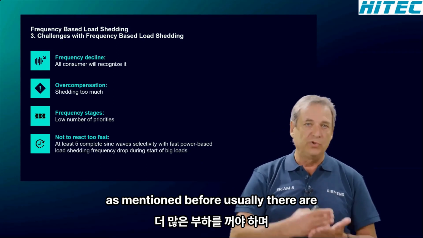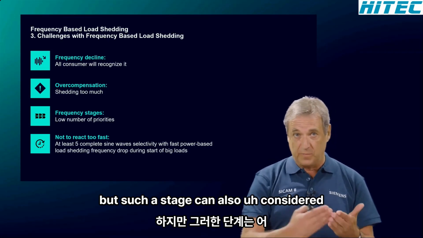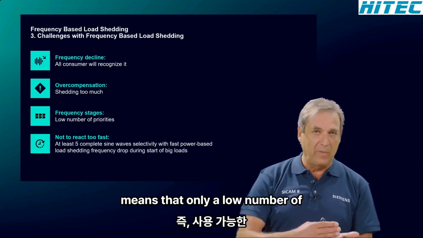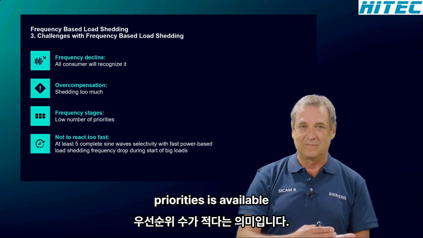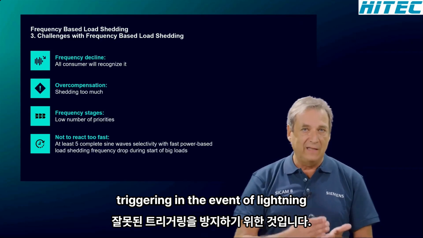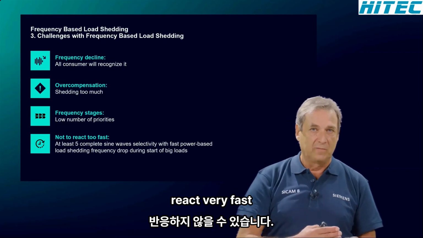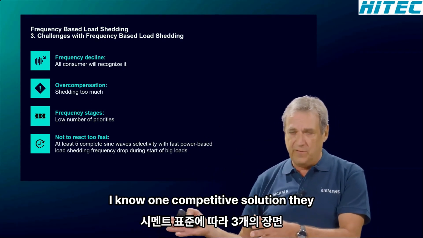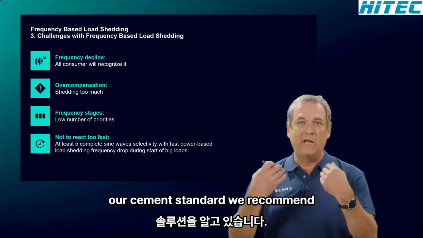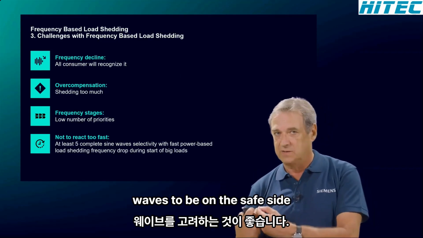As mentioned before, usually there are between 2 and 6 stages. But such a stage can also be considered as a priority level. This means that only a low number of priorities is available. Last but not least, to avoid false triggering in the event of lightning discharges, frequency-based load shedding may not react very fast. I know one competitor solution, they focus on 3 sine waves. According to our Siemens standard, we recommend considering a minimum of 5 sine waves to be on the safe side.